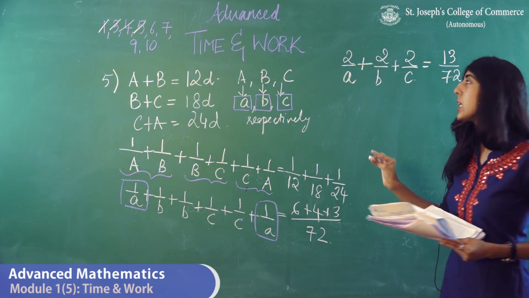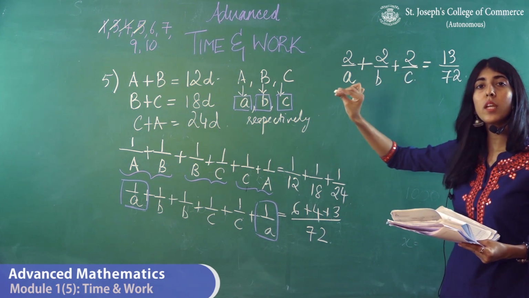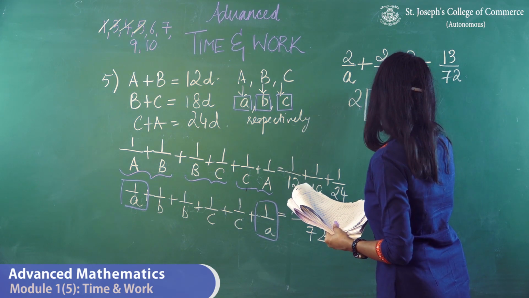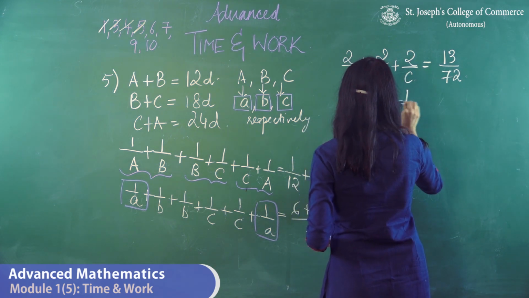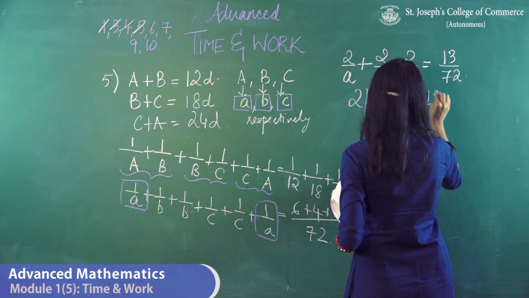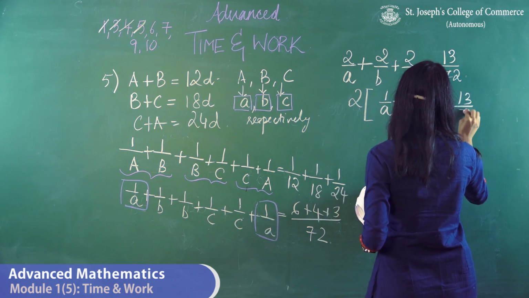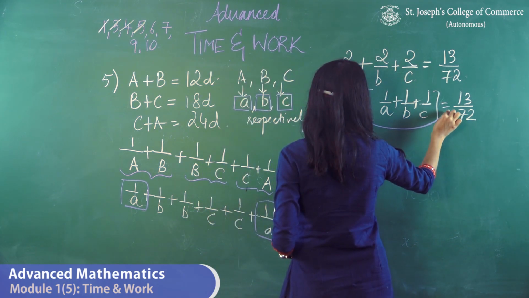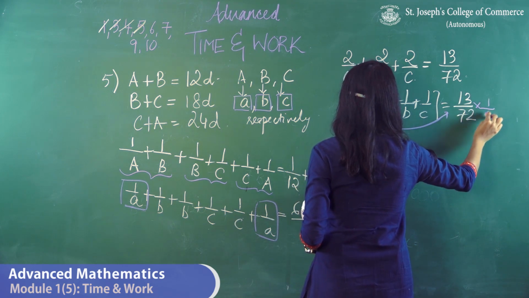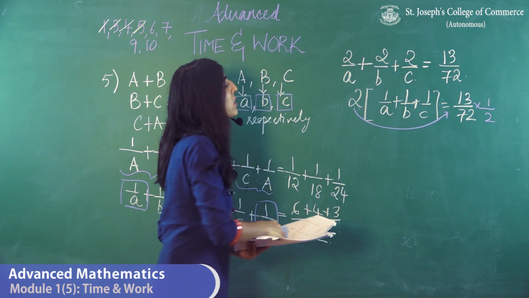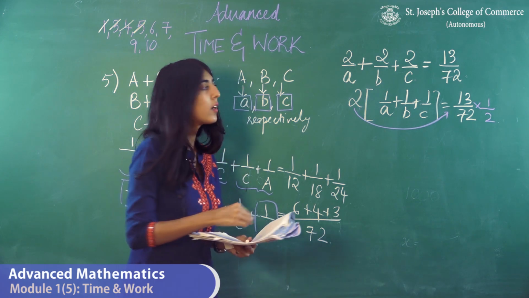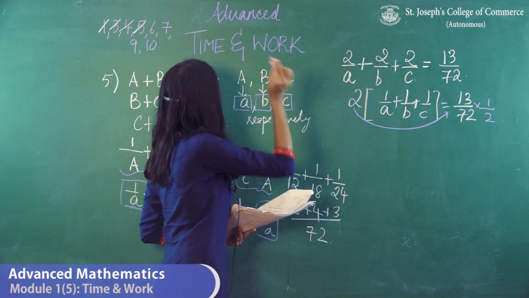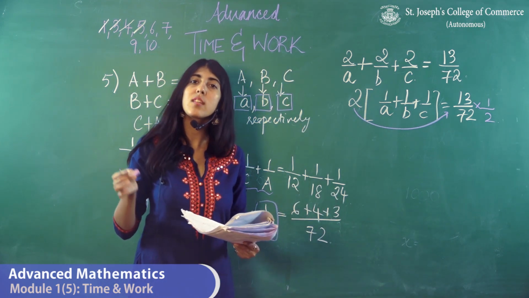Let's not forget that there's a 2 that is common on the left side of the equation. So let's take 2 common. It would be 1 by a plus 1 by b plus 1 by c, which is equal to 13 by 72. I would take this 2 to this side and it would become divided, because now it is multiplied, it becomes divided. If you notice here, 1 by a plus 1 by b plus 1 by c is what A plus B plus C would take to finish the same work.